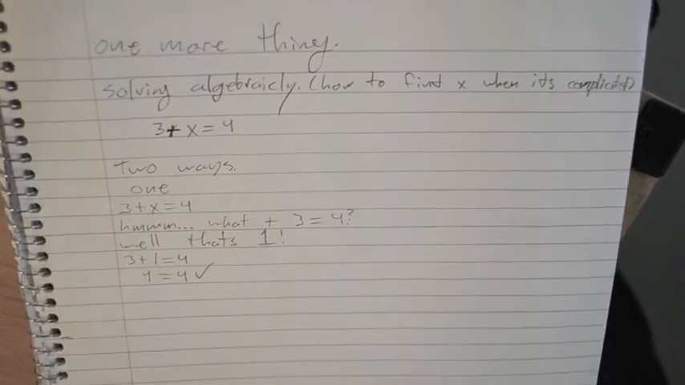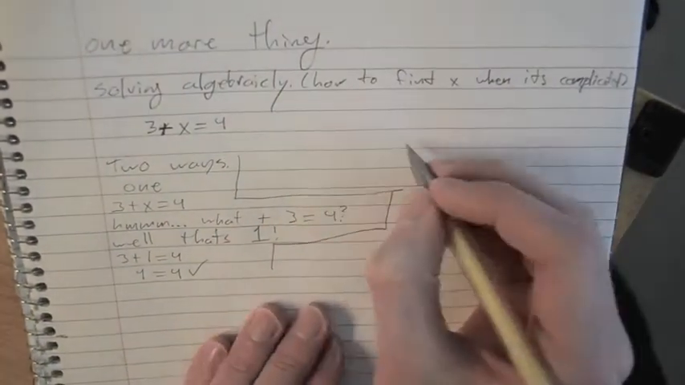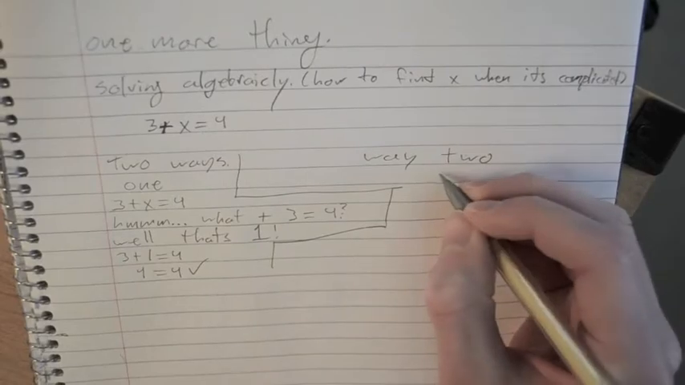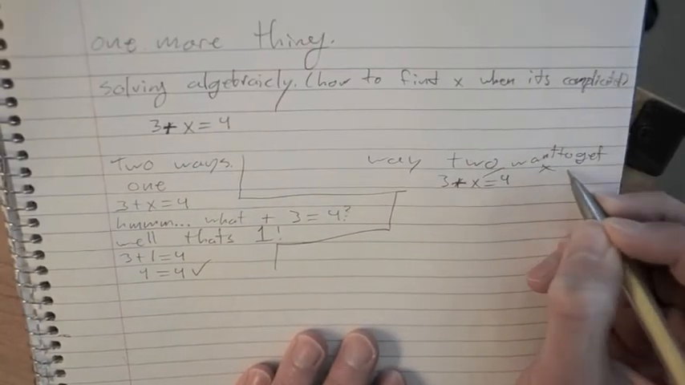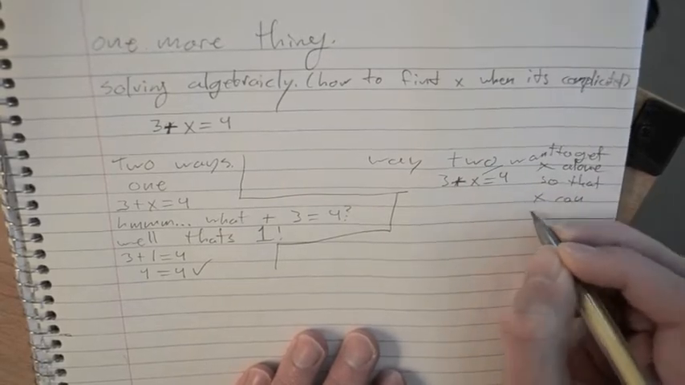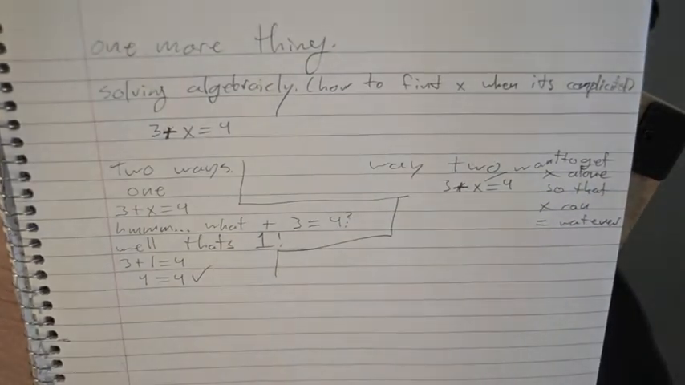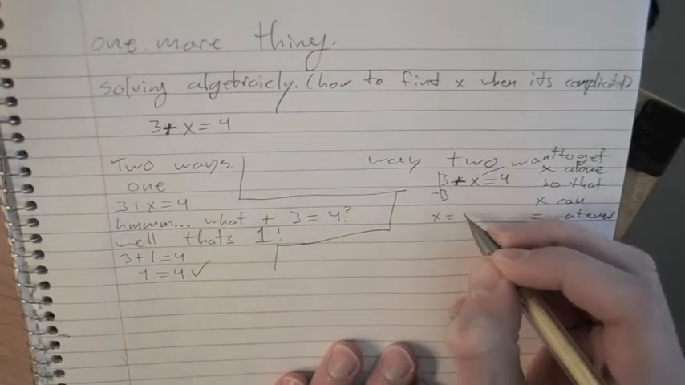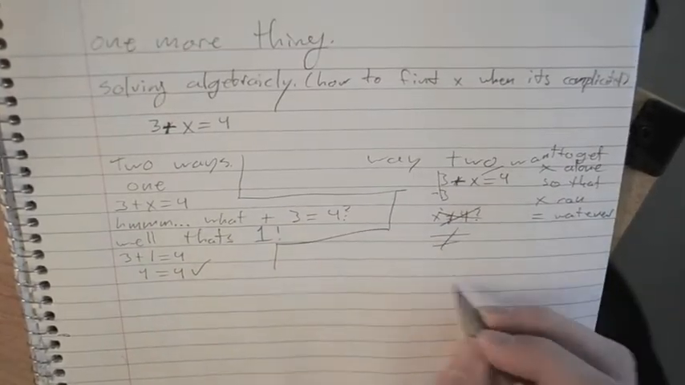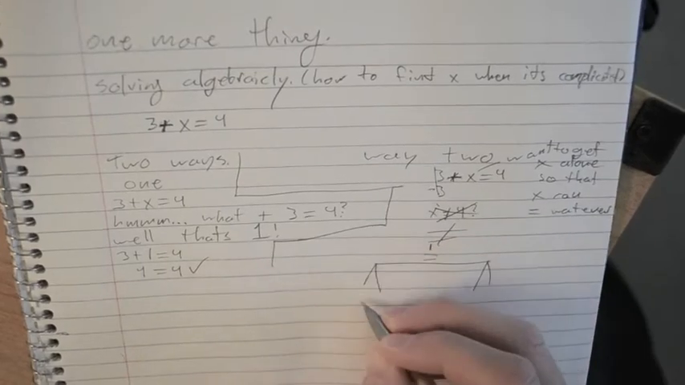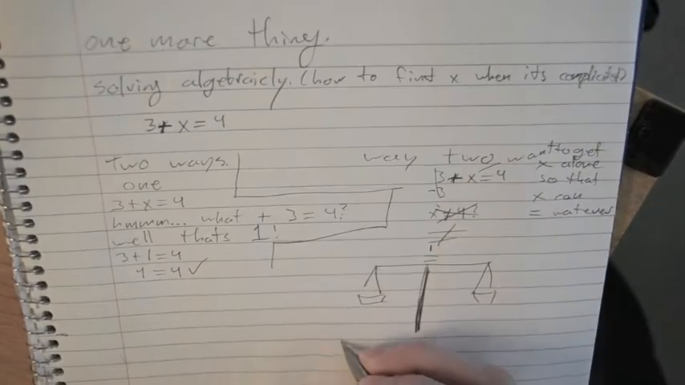The other way is kind of more complicated, for the complicated problems. It's basically like a scale. You want to get x alone on one side so that you could just look at the other side and say, oh, what have I got there? And that's what x is because it equals the same thing. So to get x alone, we have to subtract 3. But we can't really subtract the 3 because then the equation's not equal. So, we need to take 3 from both sides.